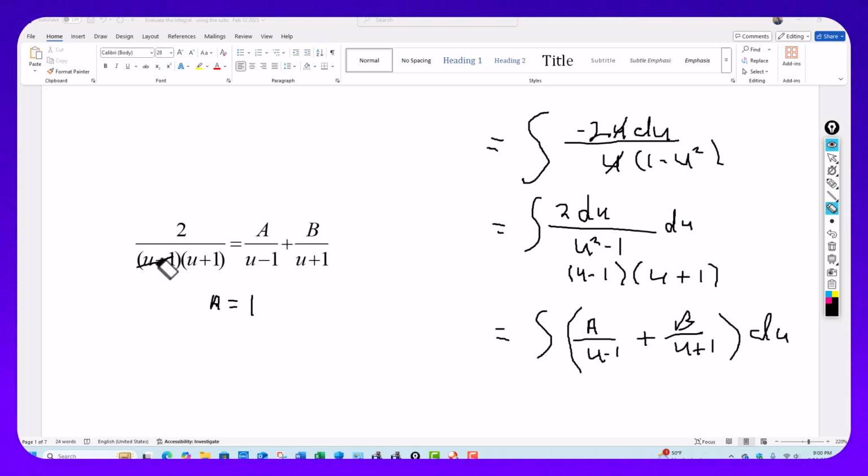Now suppose I wanted to find b. Cover up the factor that's under b. And what value makes that factor 0? Negative 1. So plug in negative 1 on the left side. With this one covered up, I get negative 1 minus 1 is a negative 2. Into 2 is negative 1. So b is equal to negative 1. That's how you do the cover-up method.